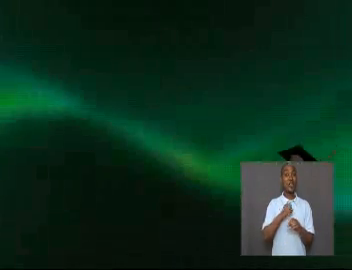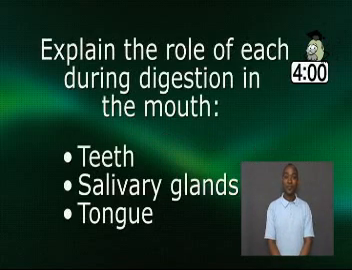Let us get started with an activity. Students, choose a partner and then explain the role of the teeth, salivary glands, and tongue during digestion. Students, let's get ready. Begin.